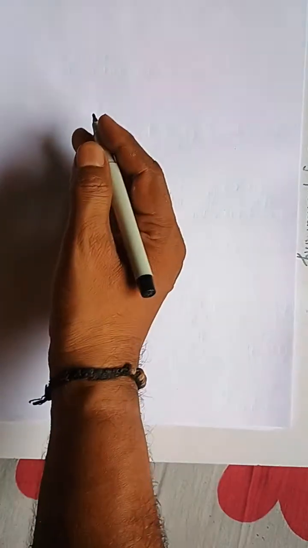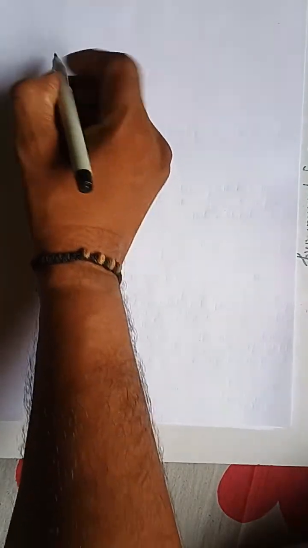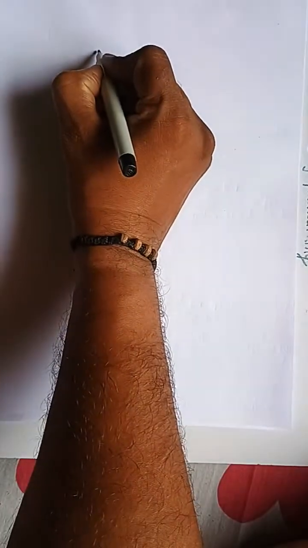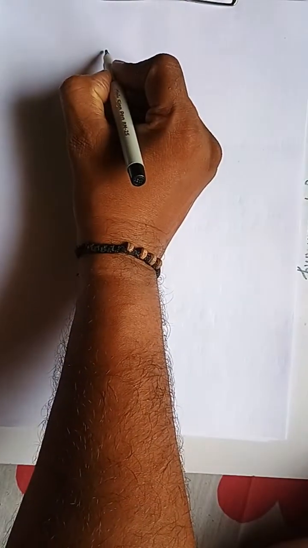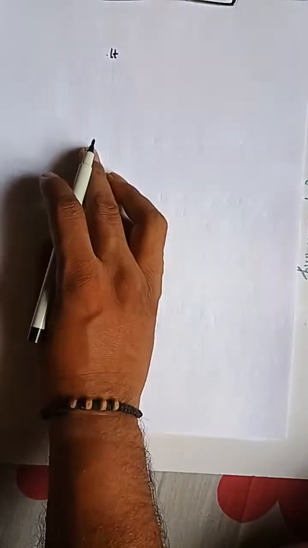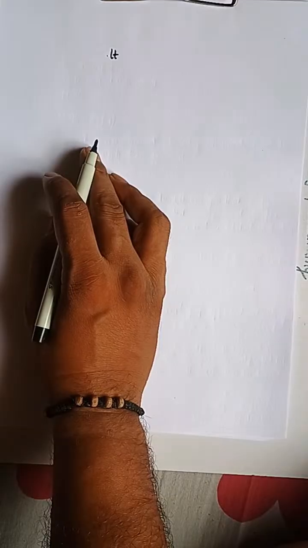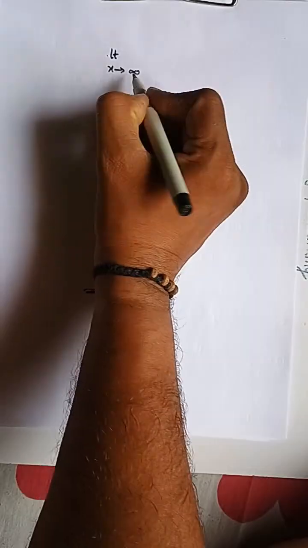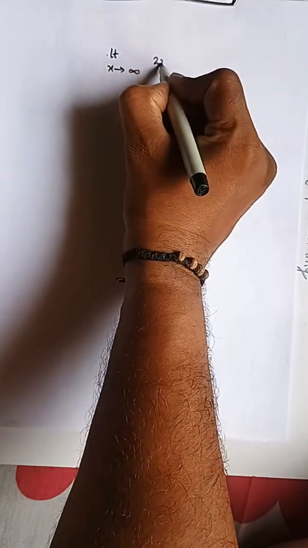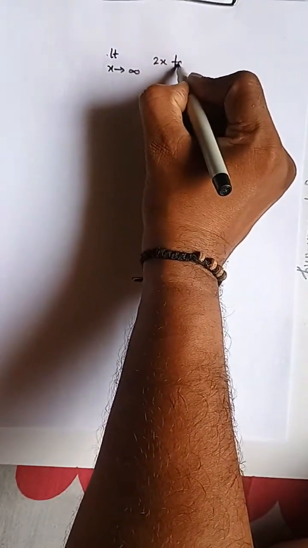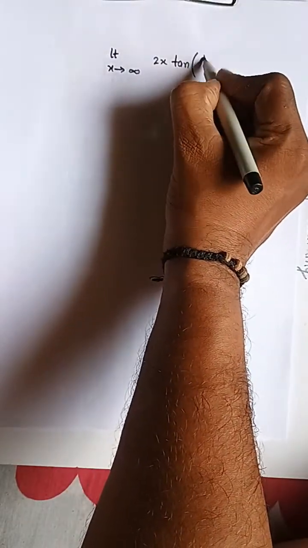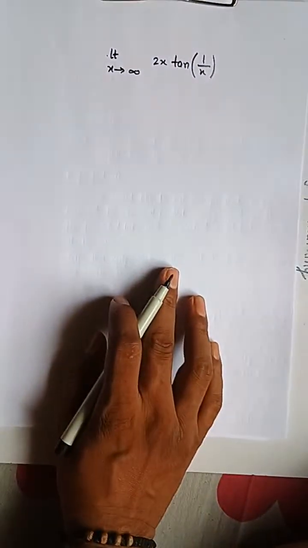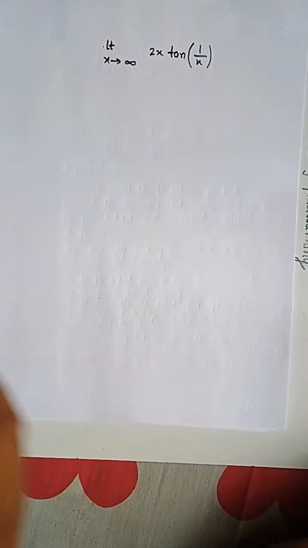The first question we have is limit x tends to infinity of 2x tan 1 upon x. This problem we are going to cover here.